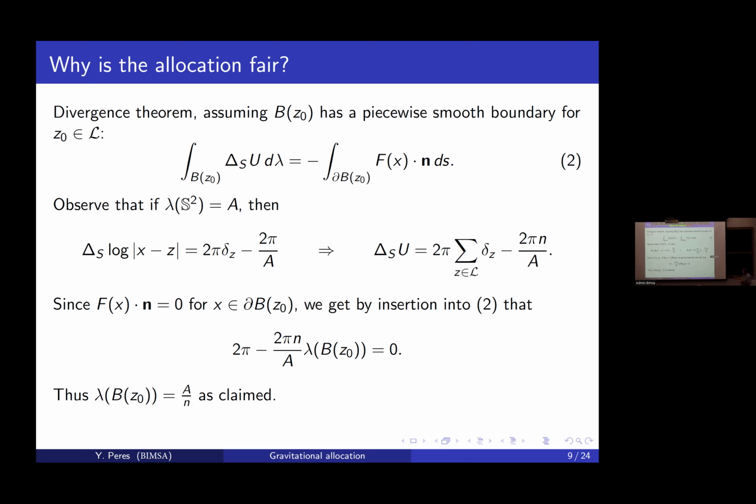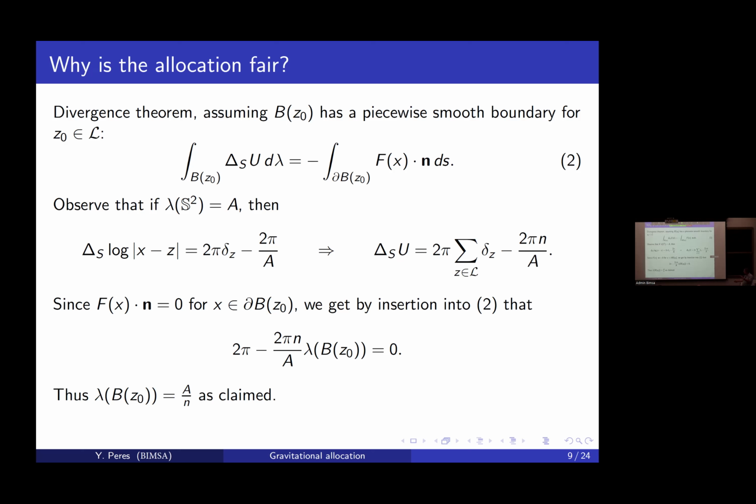What about the left-hand side? If we were taking the Laplacian of log in the plane, we would just get the Dirac function, so 0 except at the center. But because we're working on the sphere, there is a curvature correction, and it turns out that the spherical Laplacian of the log is what we would expect in the plane, 2 pi delta z, minus 2 pi over the area of the sphere.